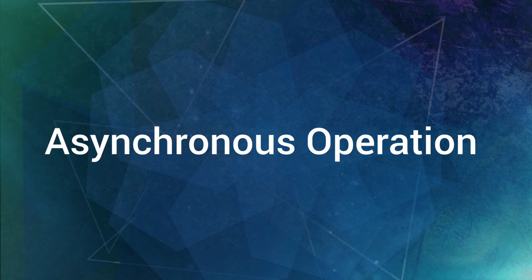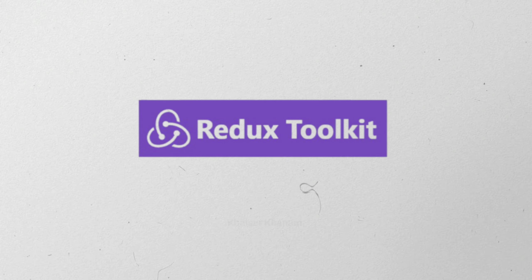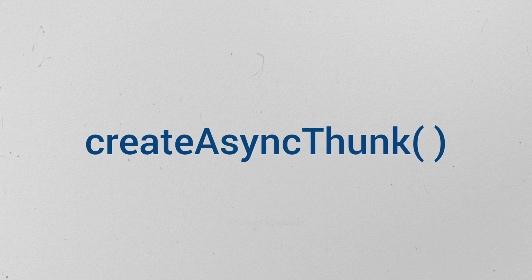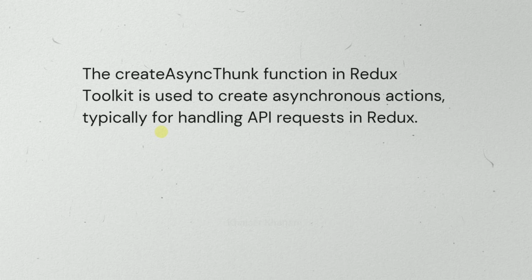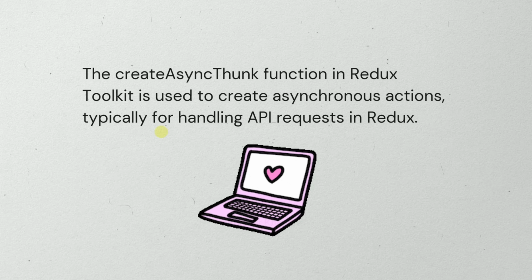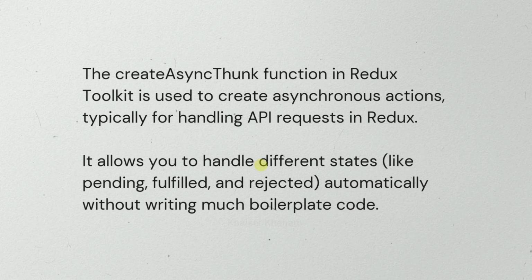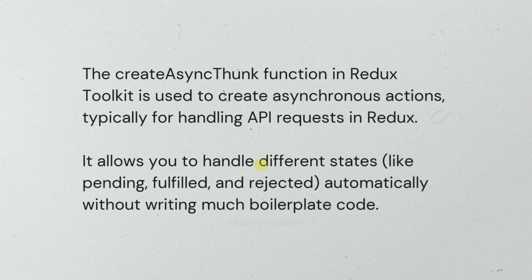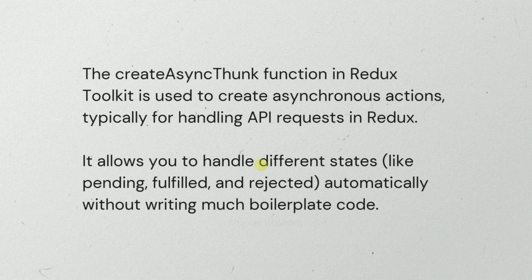Now let us start how to perform asynchronous operation in Redux Toolkit. For that, you should understand the createAsyncThunk function. In Redux Toolkit, this function is used to create asynchronous actions, typically for handling API requests in Redux. And this allows us to handle different states like pending, fulfilled, and rejected automatically without writing much boilerplate code.